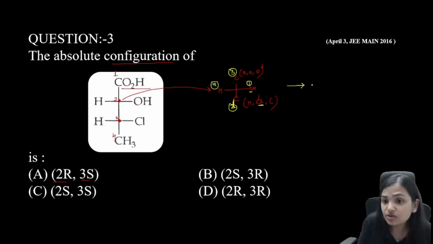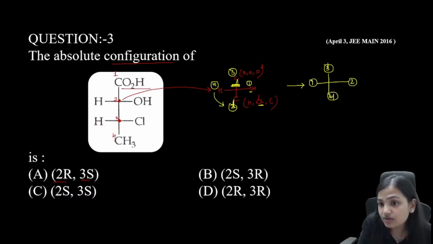So basically we have to do the rotation. When we do the rotation, we keep one bond fixed and the other bonds get rotated. So priority number 3, I am keeping it fixed and the other bonds are getting rotated. My aim here is to bring 4 below the plane. So 4 will come this side, here the 2 will go, here the 1 will go. So when you see the configuration, what is it?